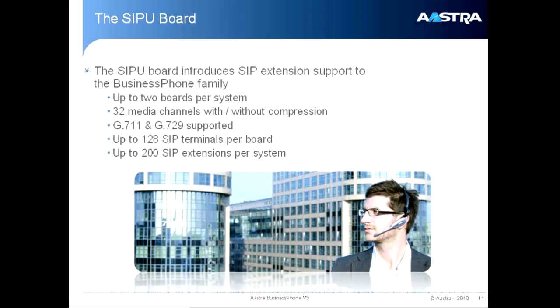The SIP-U board opens up the BusinessPhone communication system by introducing SIP support. The first release grants SIP extension support, with SIP trunking to be introduced in a later release. The board supports 32 media channels, which is an excellent channel-to-board ratio for systems of this size. The previous IP board only supported 16 channels. You can have up to 128 SIP phones per board, with a maximum of 2 boards per system.